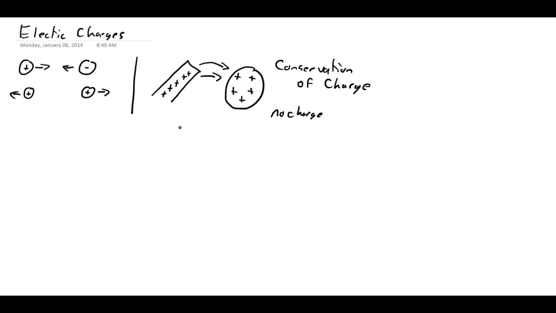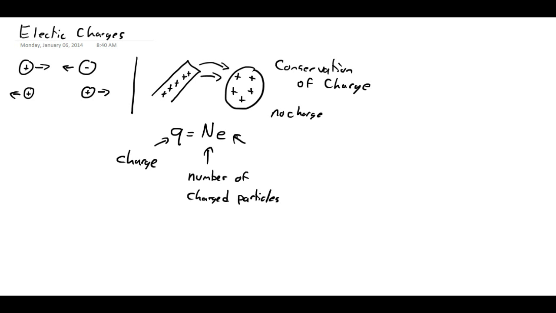And the total charge that the object acquires can be found with the expression Q equals NE, where Q is just our abbreviation for charge. It's our variable that we'll use in formulas and everything like that. N is the number of charged particles, and E is the charge of each individual particle. When we say charged particles, we mean either protons or electrons, and protons and electrons have a charge of plus or minus 1.6 times 10 to the negative 19th coulombs. Electrons have a negative charge, protons have a positive charge.